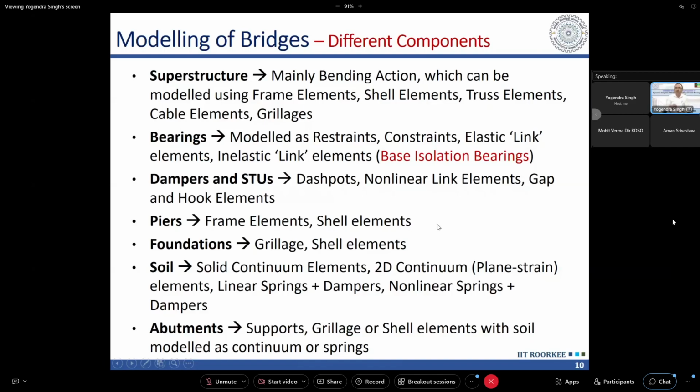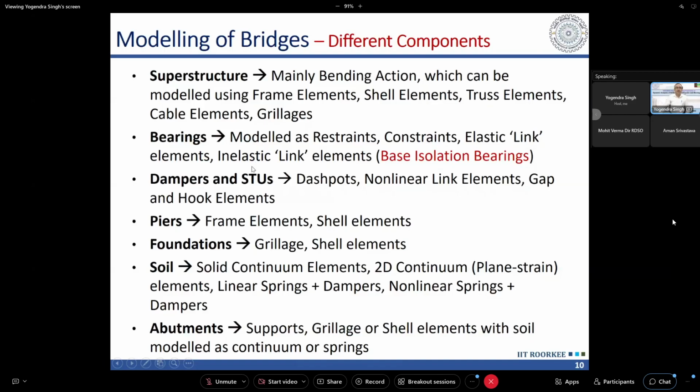Then we can also model bearings as constraints. When we are modeling the pier and the superstructure also, then between the superstructure and the pier, we have to provide certain constraints which represent the behavior of the bearings. When the bearings deform elastically, we can use elastic elements. And when the bearings are expected to deform inelastically, then we can use inelastic link elements. In the case of base isolation bearings, the bearings are expected to deform inelastically. For example, if it is a friction-based bearing, then when the friction is exceeded, sliding starts and the behavior becomes nonlinear. So that inelastic link we have to use.